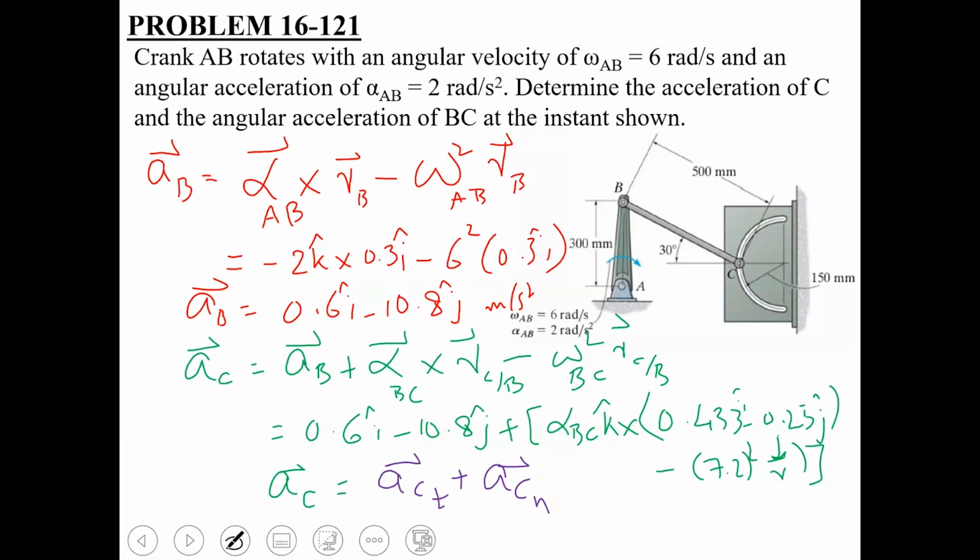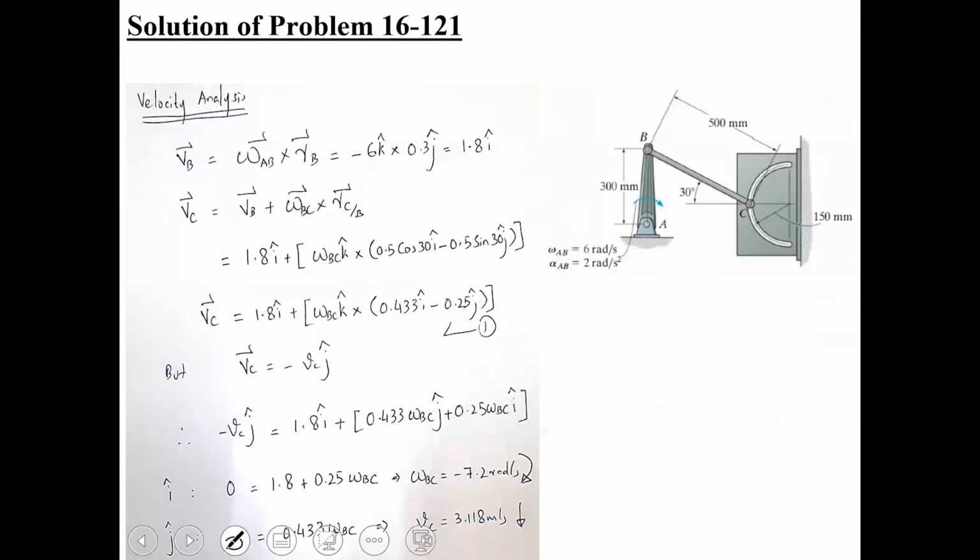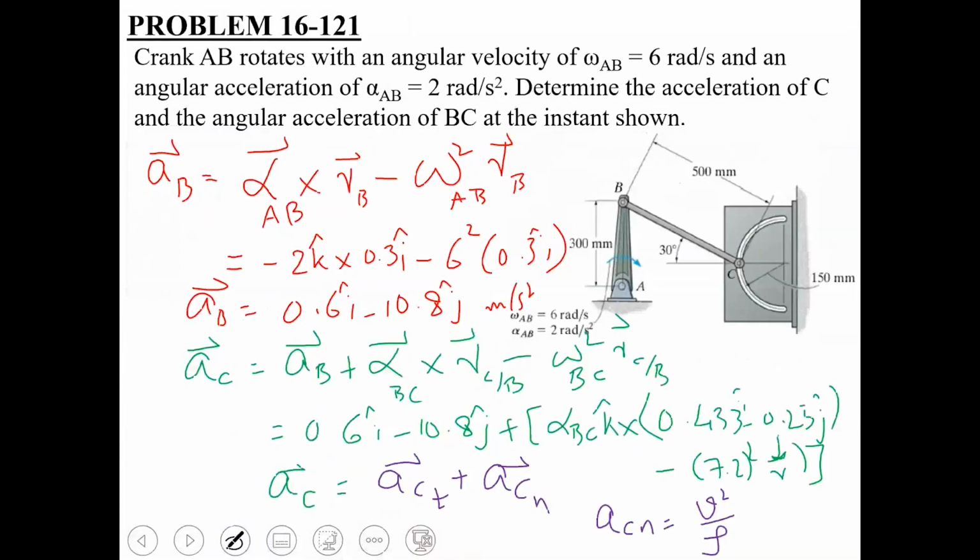Coming towards this normal component, ACN, what will be the magnitude of this ACN? V square by R, and V we have already found in the previous step, that V was 3.118, so it is going to be 3.118 square over R. What is R here? 150 millimeter. So it is going to be 0.15 meter. So V square, which is 3.118 square divided by 0.15, that will be its magnitude.